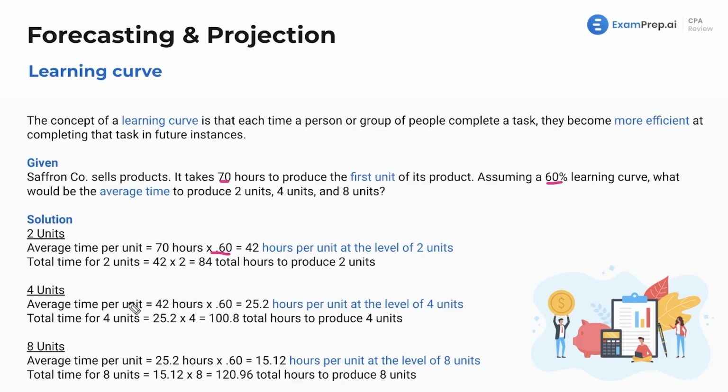So now we are making 4 units. Well, we now have 42 hours as our next basis of how long it's going to take to make a unit. And each time it's exponential growth, right? We do another 0.6. So we did it 60% more efficiently. 42 hours times 60%, or 0.6, gets us 25.2 hours per unit at the level of 4 units. Same exact process. Now 4 units times 25.2 is 100.8 total hours to produce 4 units. Awesome. Take it all in. Enjoy it.